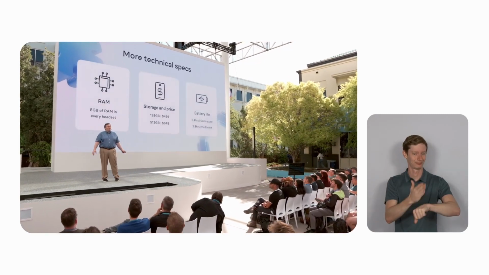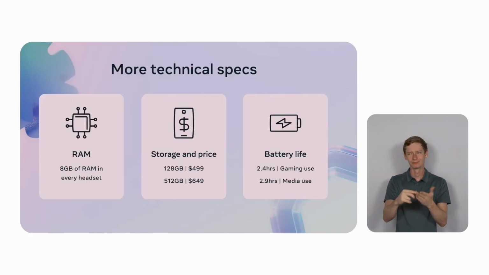Let's zoom out for a moment and talk about RAM, storage, and battery life. Quest 3 contains 8 gigabytes of RAM. That's a 33% improvement over Quest 2. We expect most developers will use that for more detailed, higher resolution textures. However, the choice is, of course, up to the application developer, and there's plenty of other ways you might choose to use that memory.